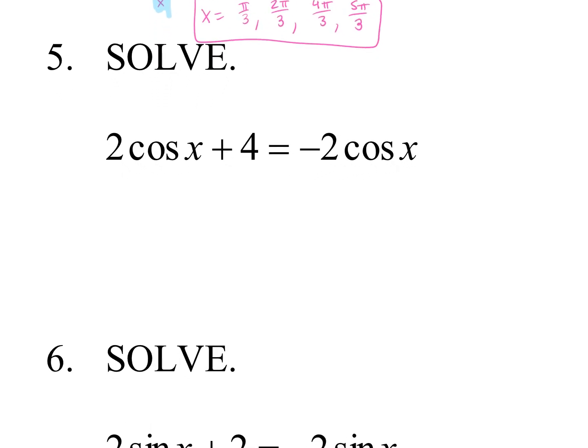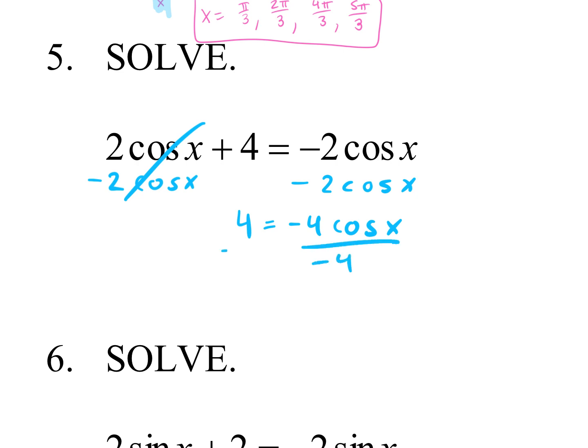Let's take a look at 5. What would we do to solve 5? I can move the 2 cosine. Doesn't matter which way we move it. I guess I'll move the one on the left. So subtract 2 cosine. So I have 4 is equal to negative 4 cosine, because these are like terms, so I can combine them. What should I do next? Divide by negative 4. So I get cosine x is equal to negative 1.